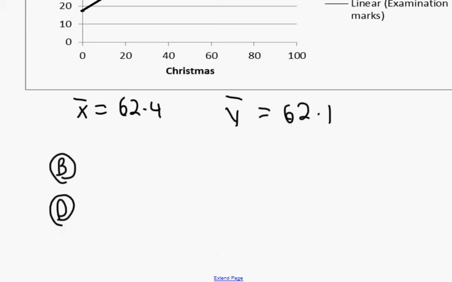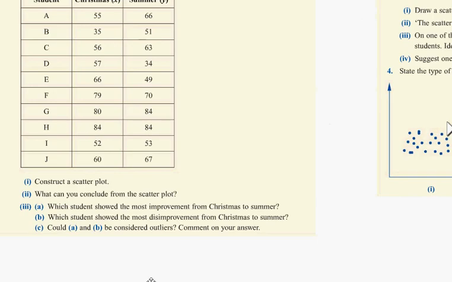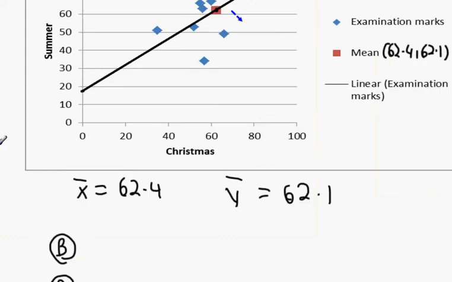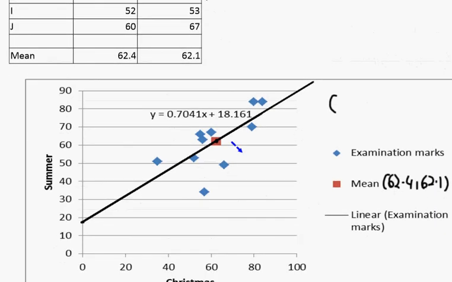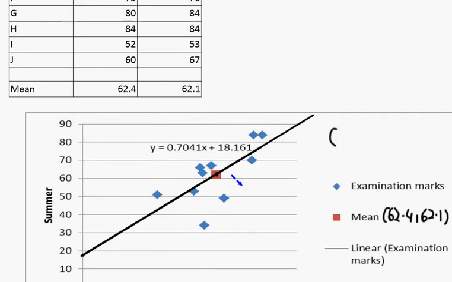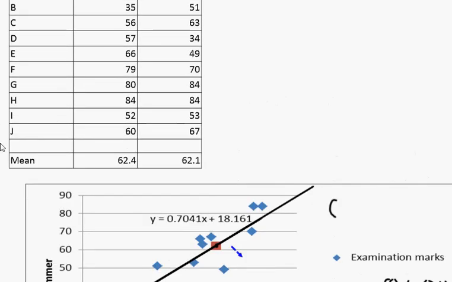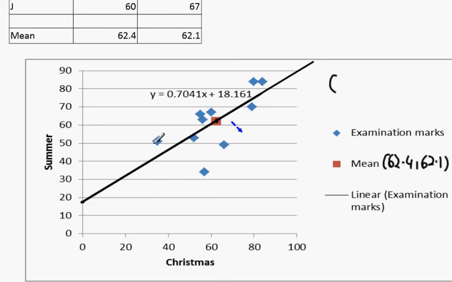Finally, could A and B be considered outliers? Comment on your answer. Let's find out where A and B are on my graph. So we go back. Now what are those 2 points again? What's point B again? Anybody call out point B for me? 35 and 51. 35 is around here, 51. That's one there. And another one, this one here. Both of them are the 2 furthest points away from the line.